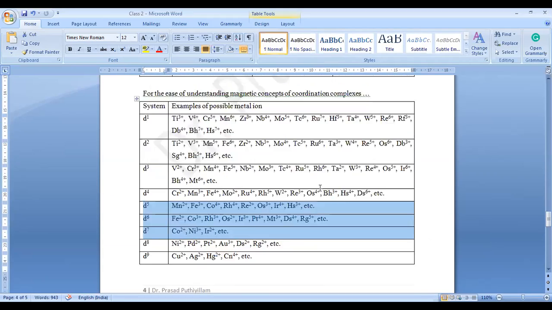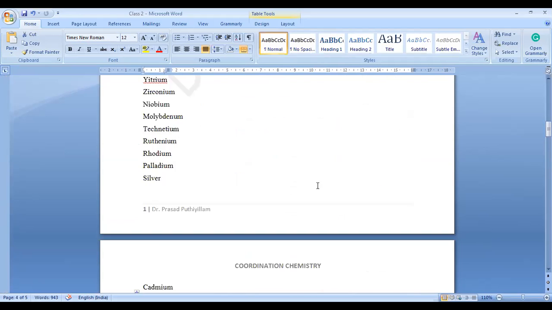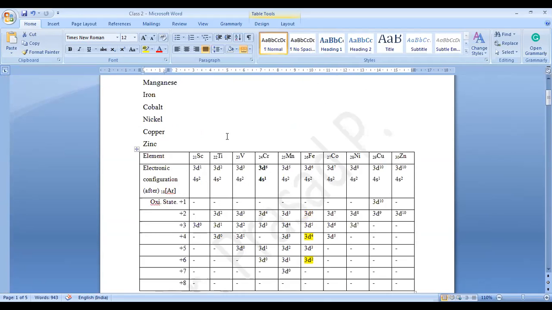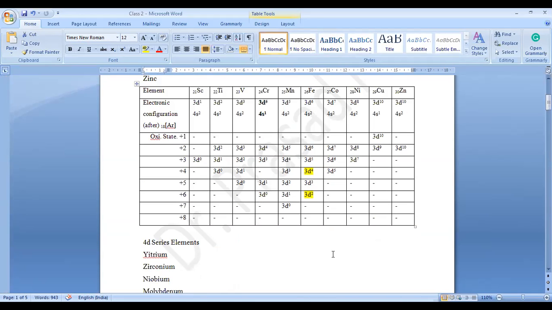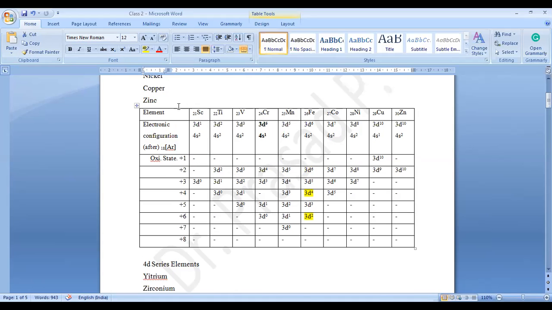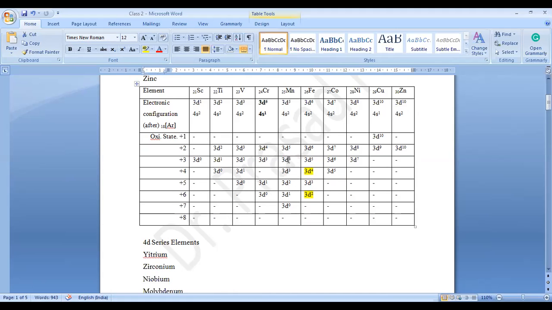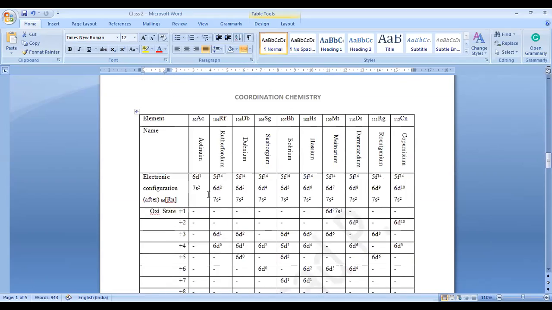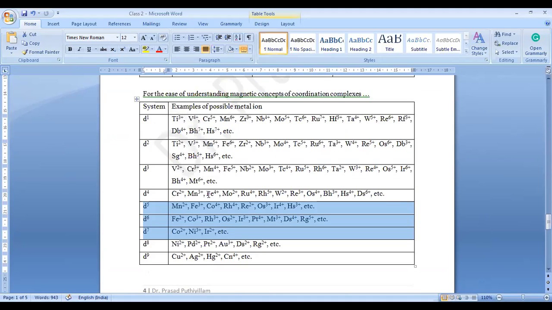So this is about the second class of coordination chemistry. We are just revising what we already know. We know the 3d series and the 4d series. As a practice session, you can take the element name or configuration and try to write down the possible oxidation states. Then you can note down which are the d systems. Mainly you should know which are the d5, d6 and d7 systems, to easily understand the magnetic properties of coordination complexes.